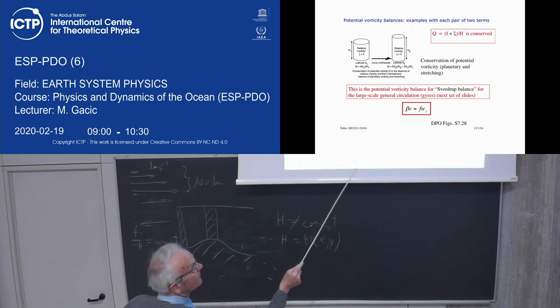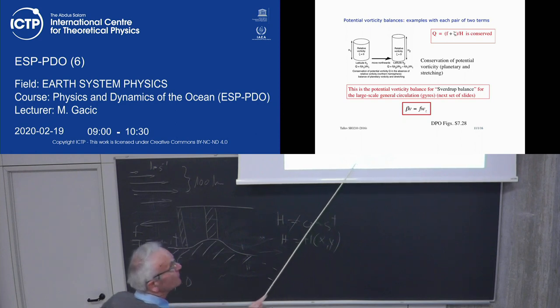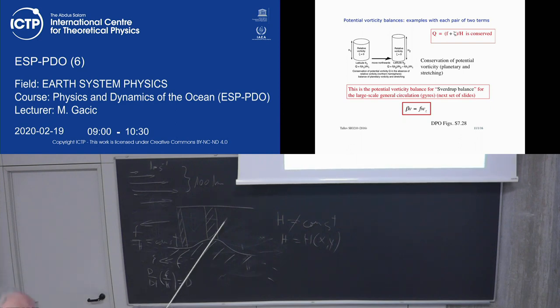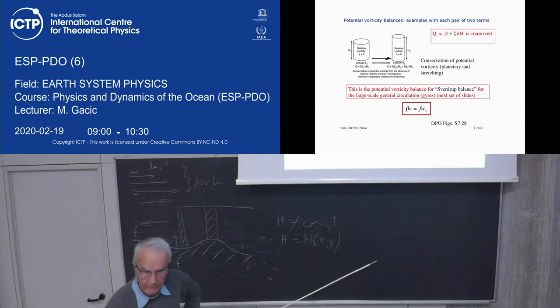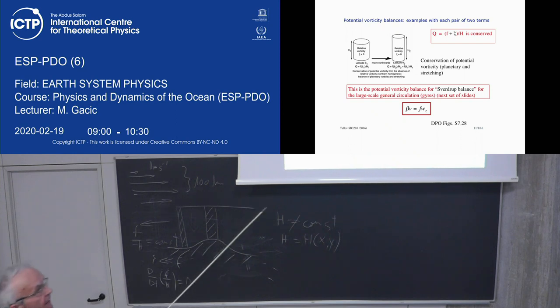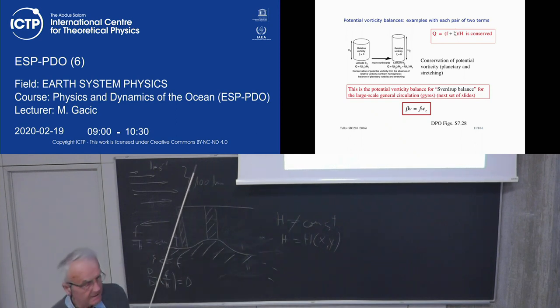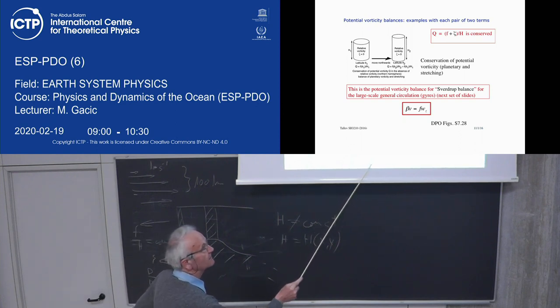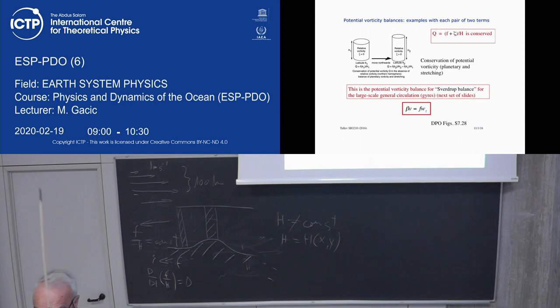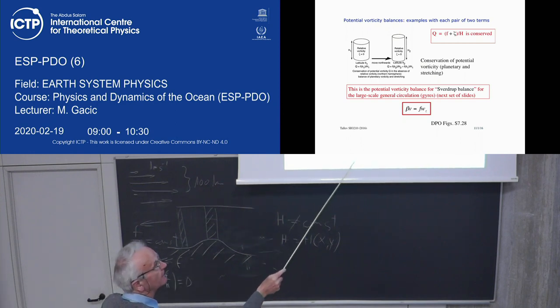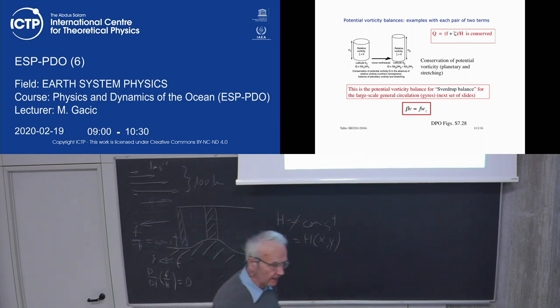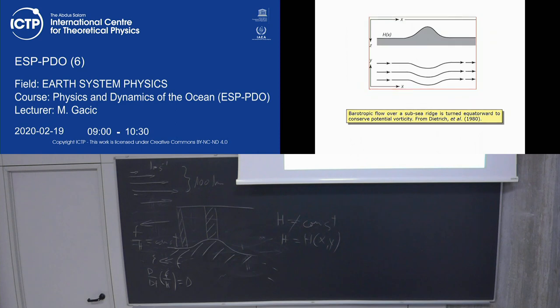The potential vorticity balance, or called the Sverdrup balance, for the large scale general circulation gyres is this thing here. So V is the northward component of velocity. Beta is the horizontal gradient of f, so we are on the beta plane. If we move northward, so V is positive, then the vertical velocity is positive. That means we have the stretching of the water column, and vice versa. This is a very important relationship, which has to be taken into account for large scale motions.